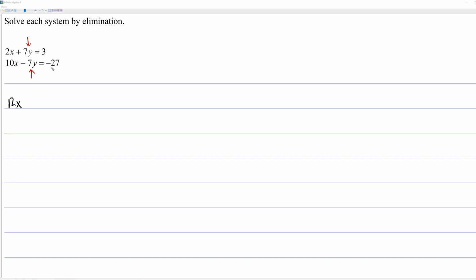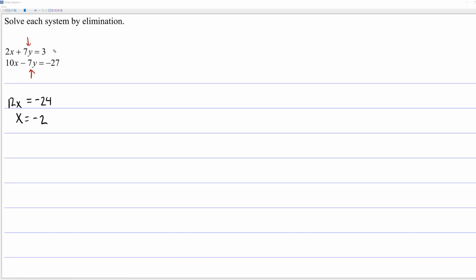We have 3 minus 27 is negative 24. So just like the name suggests, in the elimination method, you eliminate one of the variables so that you have an equation with only one variable, and then you can solve that. So we have x equals negative 2. Now, just like in the substitution method, once you find one of the variables, you substitute that wherever you like in order to find the other.